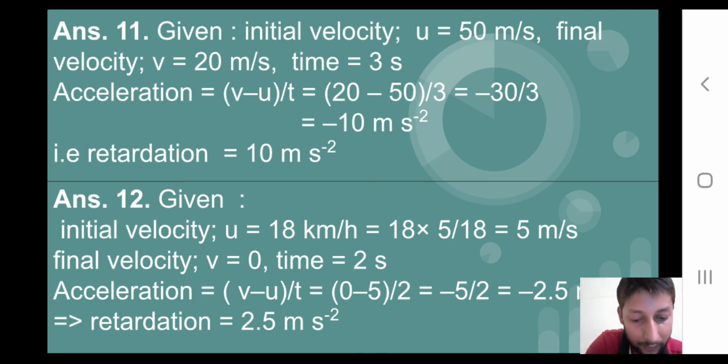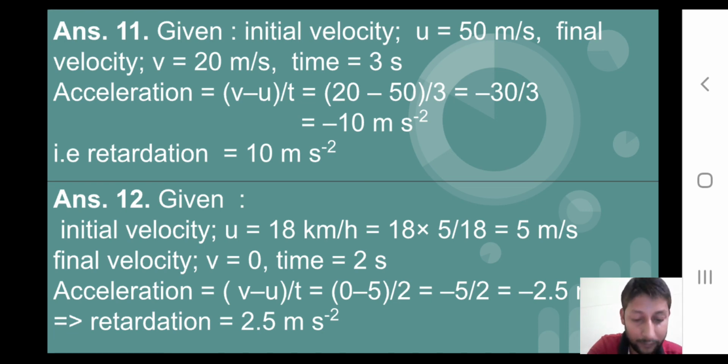Come to question number 11. A body is moving vertically upwards. Its velocity changes at a constant rate from 50 meter per second to 20 meter per second in 3 seconds. What is its acceleration? Here given initial velocity u equal to 50 meter per second, final velocity v equal to 20 meter per second, time is 3 seconds. So acceleration is equal to v minus u by t, which is equal to 20 minus 50 divided by 3, which is equal to minus 30 by 3, which is equal to minus 10 meter per second square. So we can say that retardation is equal to 10 meter per second square because retardation is negative of acceleration.